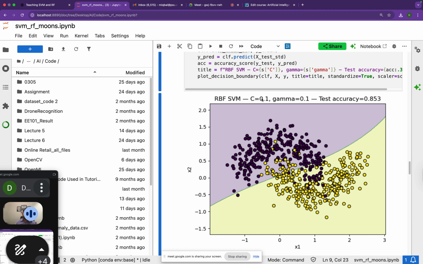Here C means allow as many errors as possible, because when gamma is low and not allowed to wiggle, you have to keep C low, otherwise there will be a problem: with less wiggling there will be more errors, right? See how many yellow are on the other line and how many of these are. They should be a smooth division of the moons, right? Got it? But it's not. Why? Because we set C to 0.1 and gamma to 0.1.